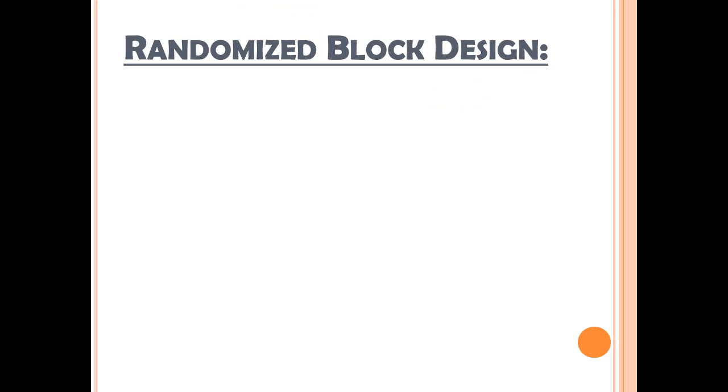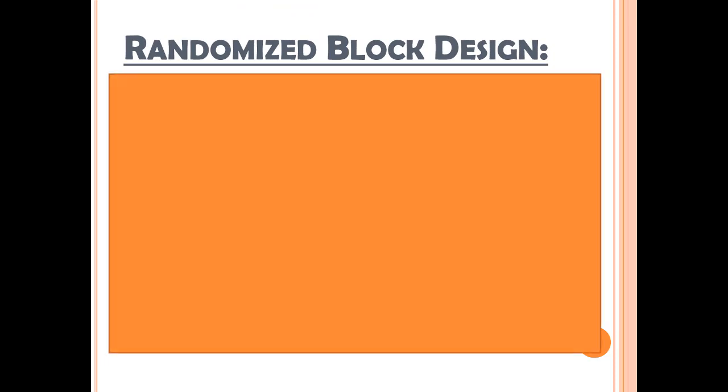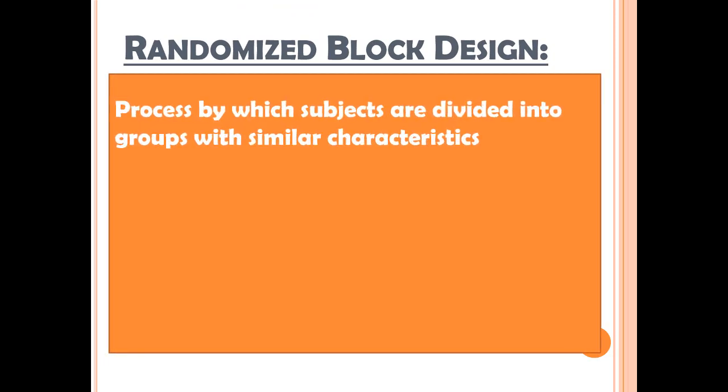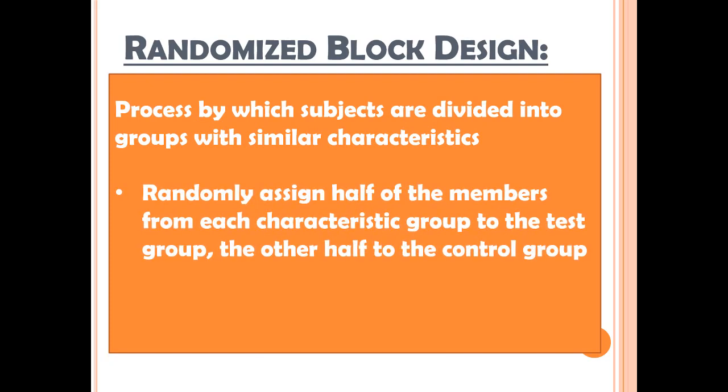And the answer is a randomized block design. So this is a process by which subjects are divided into groups with similar characteristics, and then you randomly assign half of the members from each characteristic group to the test group and the other half to the control group. And what this does is it ensures similar test groups.